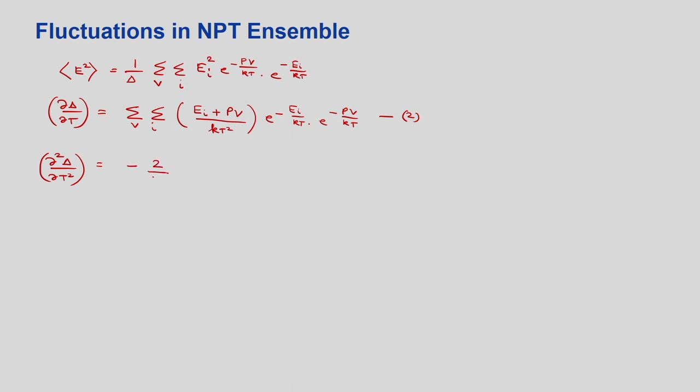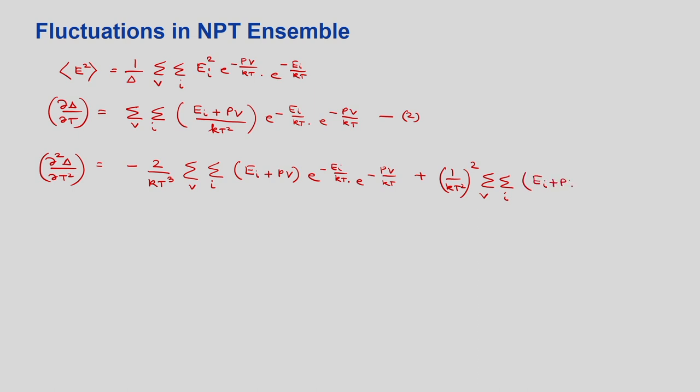If you do it, you will get an expression: minus 2 by KT cube, the sum over V and I, then EI plus PV, e to the power of minus EI by KT e to the power of minus PV by KT, plus 1 by KT square whole square, again a double sum, one across volume, another across the states, EI plus PV whole square, e to the power of minus EI by KT into e to the power of minus PV by KT.